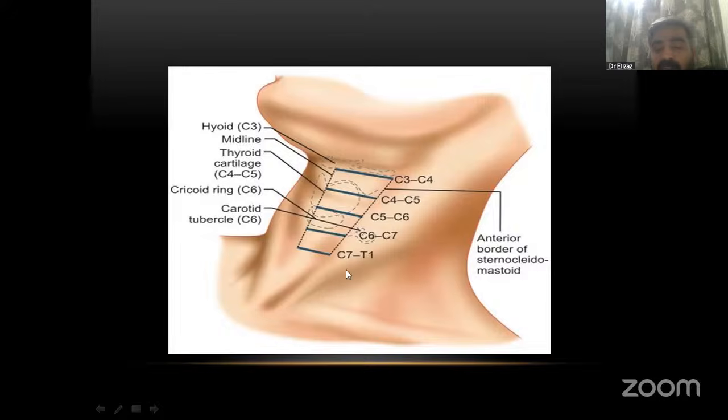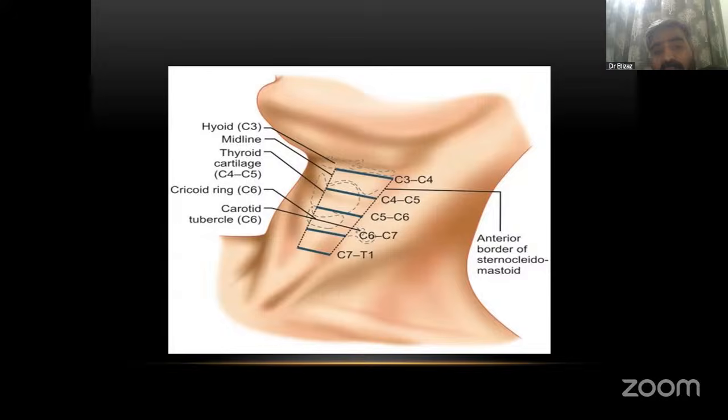One is the carotid tubercle and the carotid ring. We can give the incision at the mark at the level of C6, just below to this one. We have to see the level of carotid tubercle below to this one. So these are some landmarks of cervical spine.